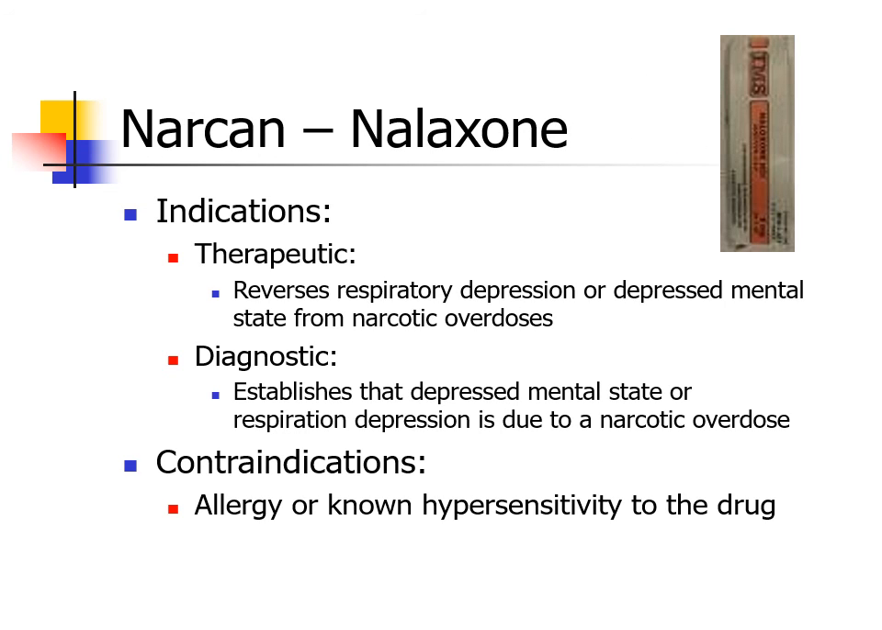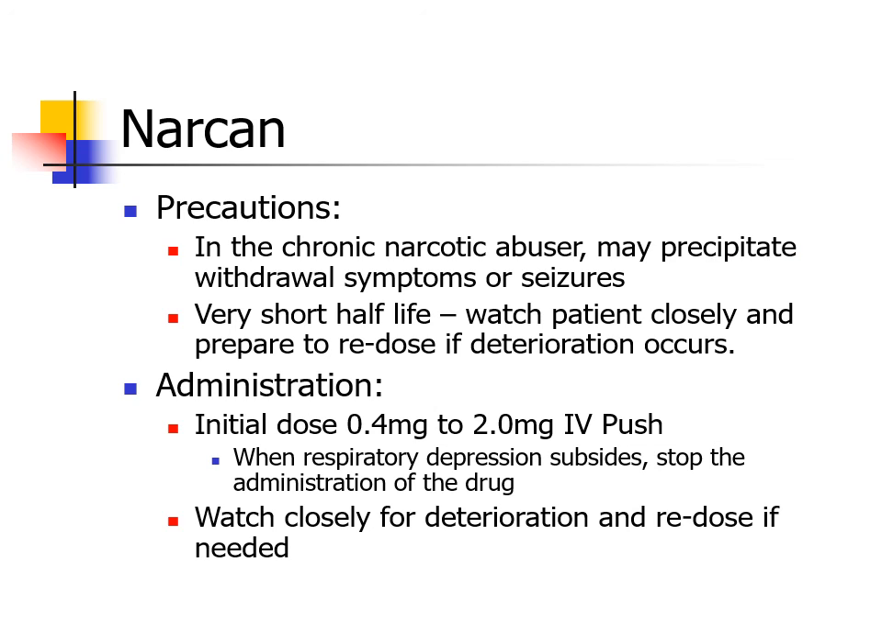Narcan reverses respiratory depression or depressed mental state from narcotic overdoses. Diagnostic establishes that depressed mental state or respiratory depression is due to narcotic overdoses. Contraindications: allergy or known hypersensitivity to the drug. Precautions: in the chronic narcotic abuser, it may precipitate withdrawal symptoms or seizures. It has a very short half-life. Watch patient closely and prepare to redose if deterioration occurs.